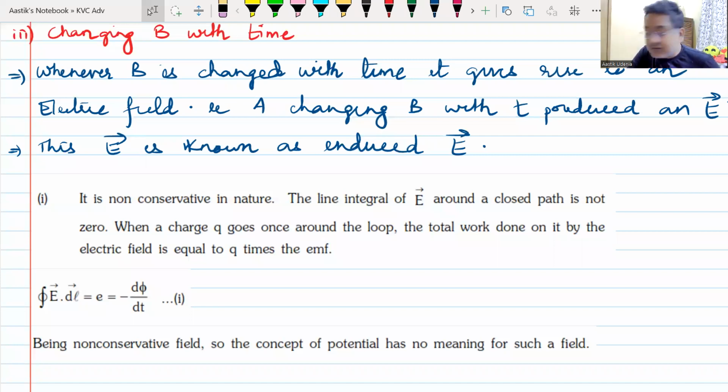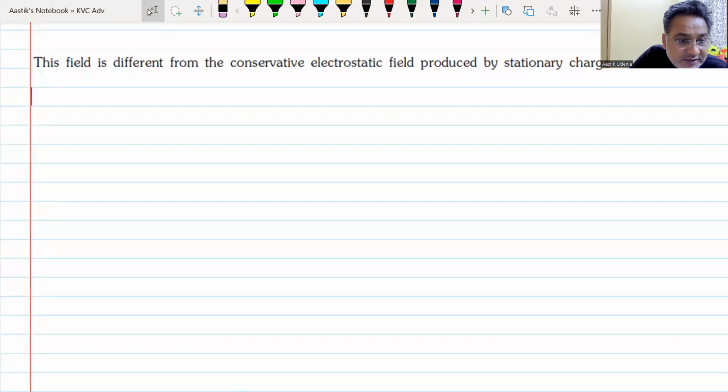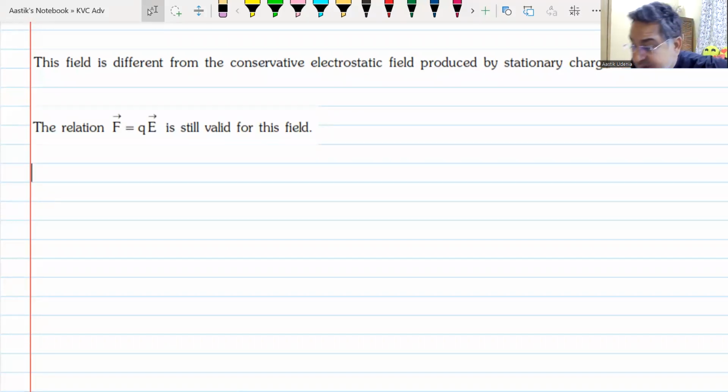So this is a non-conservative field, and since it is a non-conservative field, potential has got no meaning for this field. This field is different from the electrostatic field which is produced by electrostatic charges. Do we understand this? Now, if you have a charge placed in this field, F is equal to QE is still valid. Remember, it's an electric field. It is different from the field which is produced by electrostatic charges, but it's still an electric field. Do we understand this? Yes, sir.